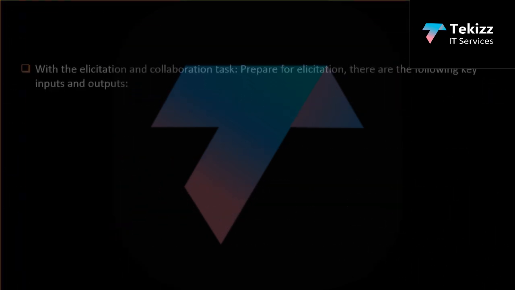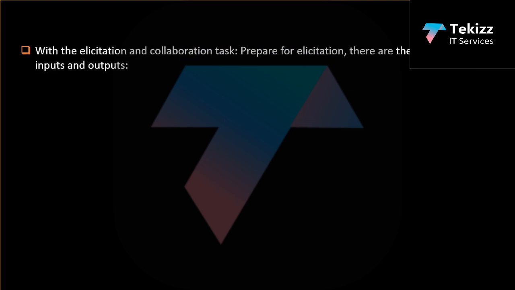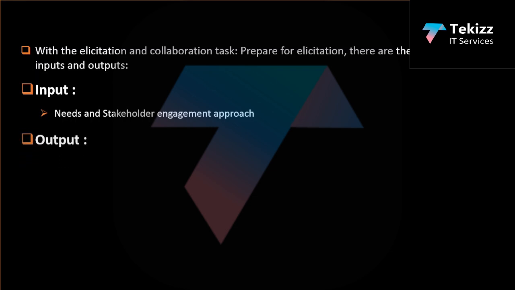Now, with the elicitation and collaboration task, prepare for the elicitation, there are the following key inputs and output. In input we have needs and stakeholder engagement approach, and as an output we will receive the elicitation activity plan.